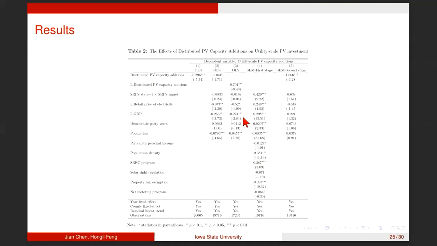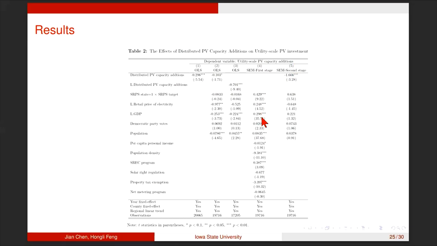And then remember we mentioned the first source of endogeneity issue comes from the interdependency between USP and DGSP. So here we first try to use the lag of DGSP capacity addition to control that part. Consistently we find a significant negative impact, but remember we still have the measurement error issue. So a simultaneous equation model with two-stage method is used to address that concern. The results are reported in columns 4 and 5.